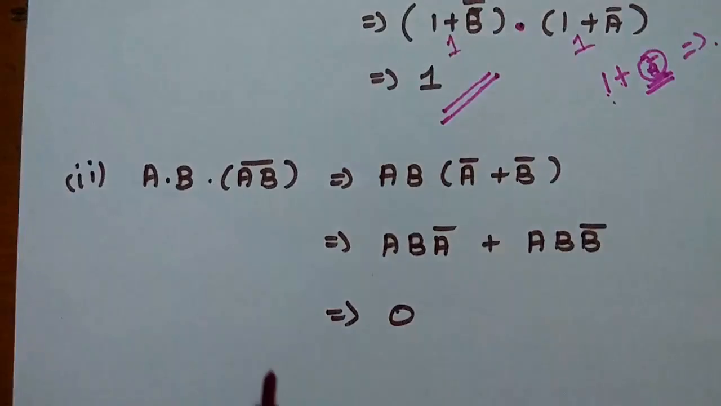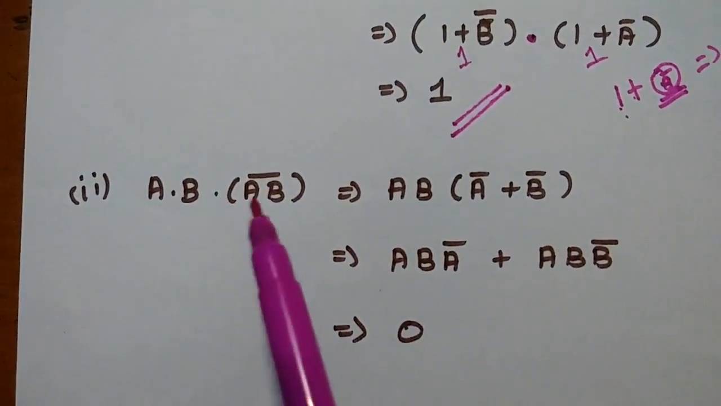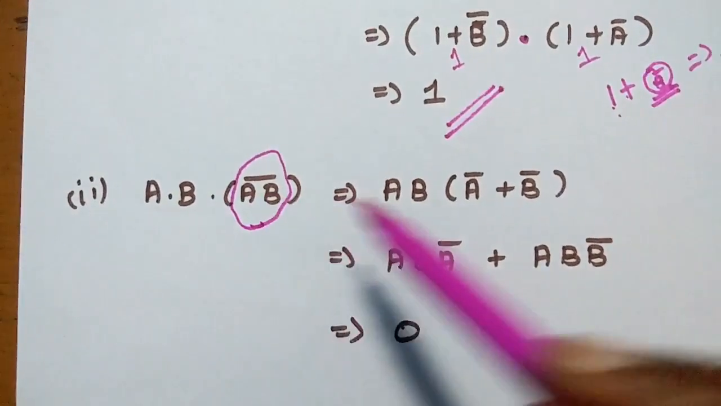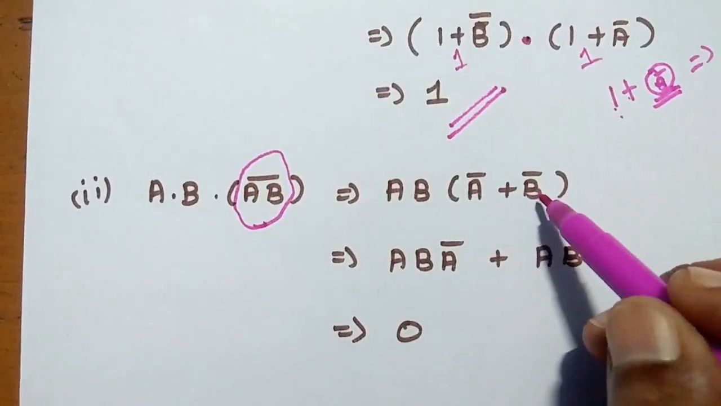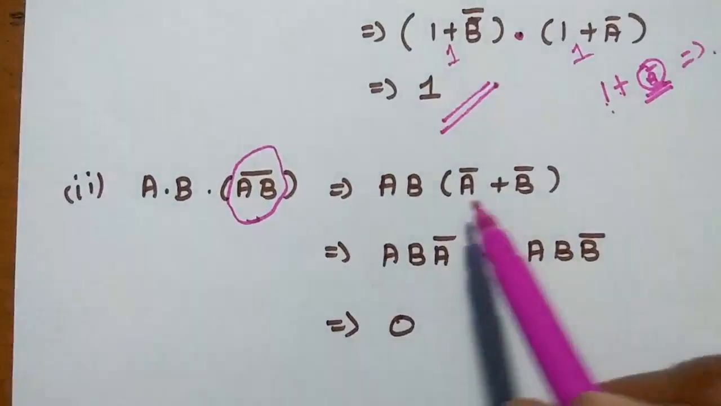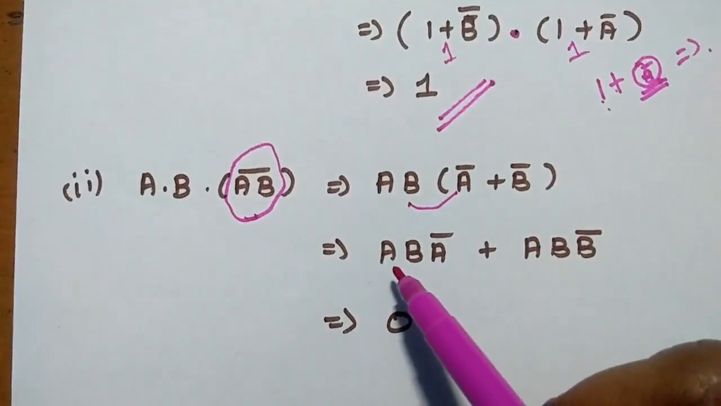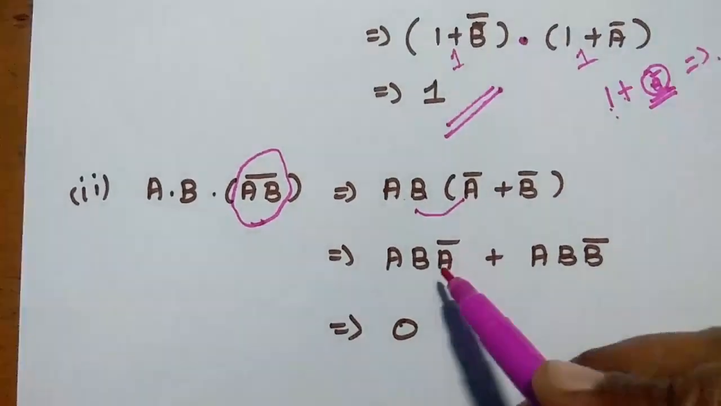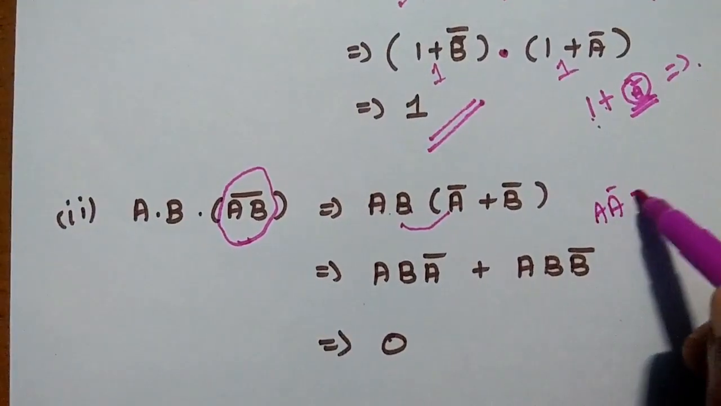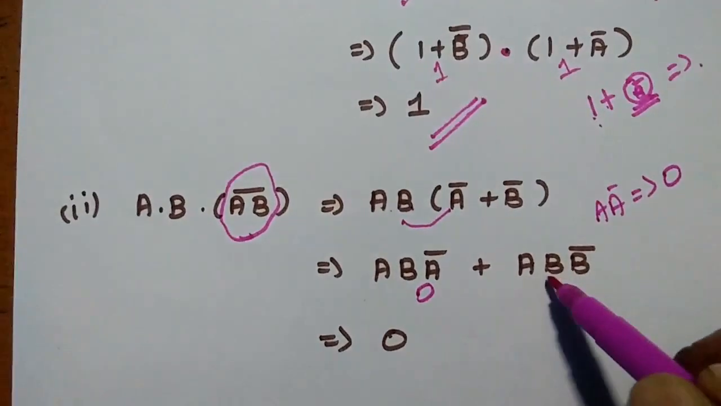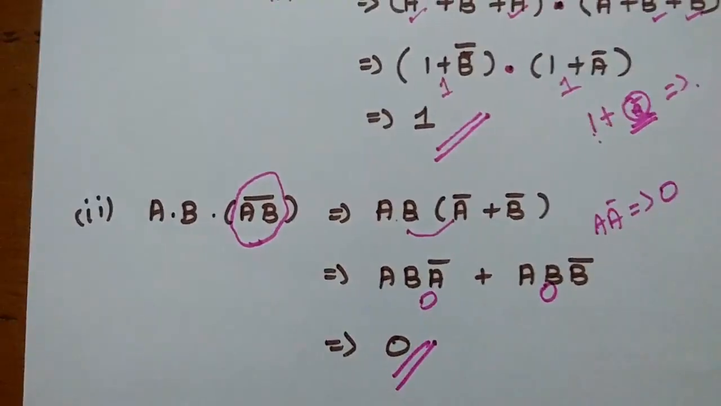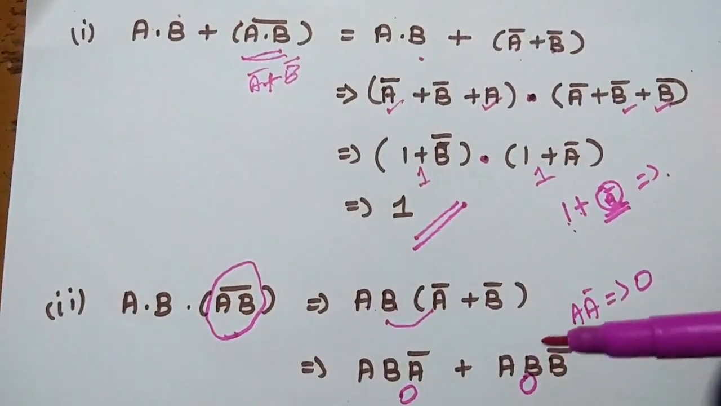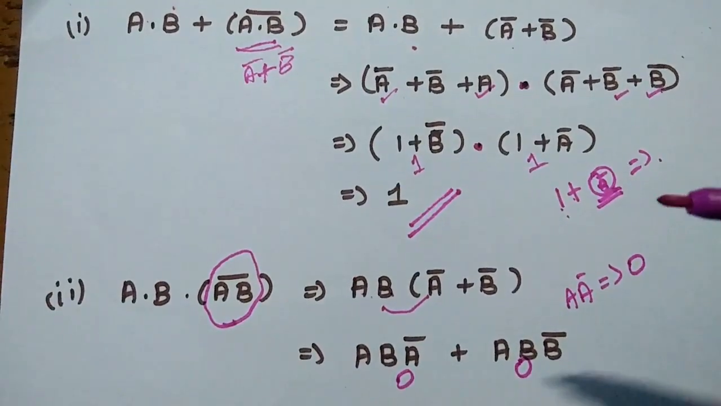So next come to the next statement: a dot b dot a b the whole bar. Here we can replace this ab the whole bar as a bar plus b bar using the second theorem. So we can write like this and then multiply inside, we can get ab a bar plus ab b bar. So we know that a a bar is equal to 0, so this term becomes 0, this term becomes 0. Finally we can get the answer 0. So since these two statements are true, DeMorgan's second theorem is also proved.